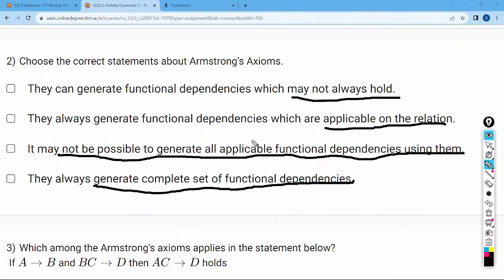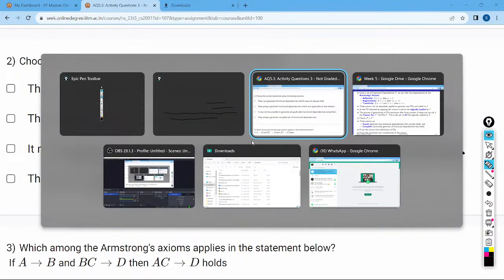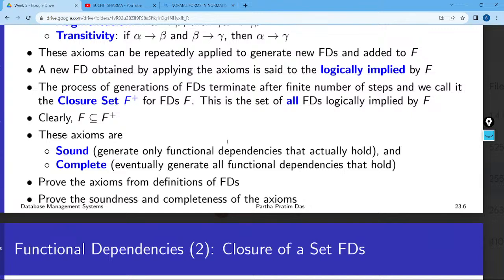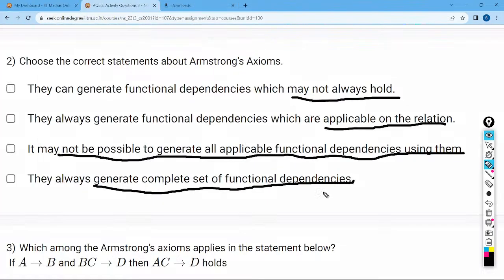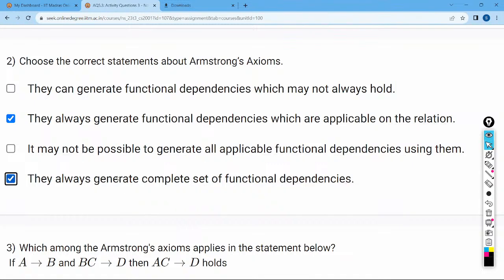So what we have learned from the table is that they are sound and complete. So they generate only the dependencies that actually hold, and eventually they would generate all the functional dependencies that hold. Meaning they can generate functional dependencies which may not always hold? No, this is not true. They always generate functional dependencies which are applicable in the relation. I think this is true. It may not be possible to generate all the applicable ones? No, they always generate the complete set of functional dependencies. Yes, this is true.